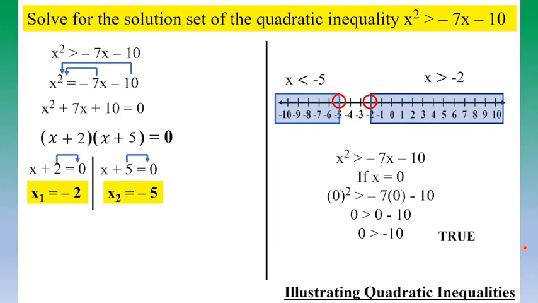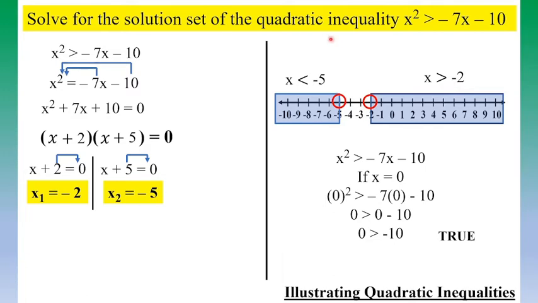Let's repeat that part. We substituted 0 to test if it is a solution. Since 0 is greater than negative 10 is true, that means 0 is a solution. So we're going to include 0 as a solution, and that is yung blue part. So ang magiging solution natin is yung magkabilang part, which is the x less than negative 5 and the x greater than negative 2.